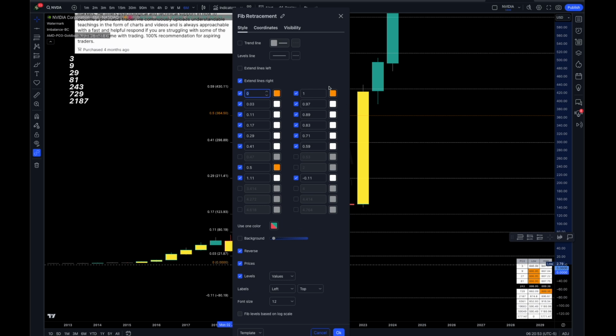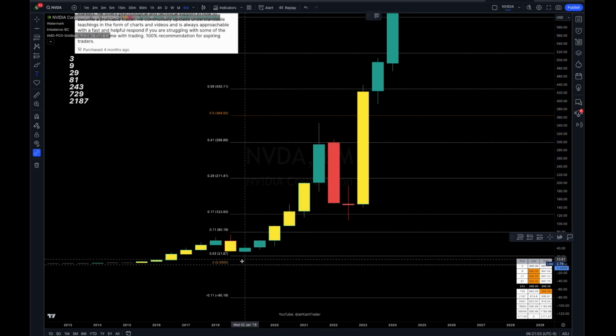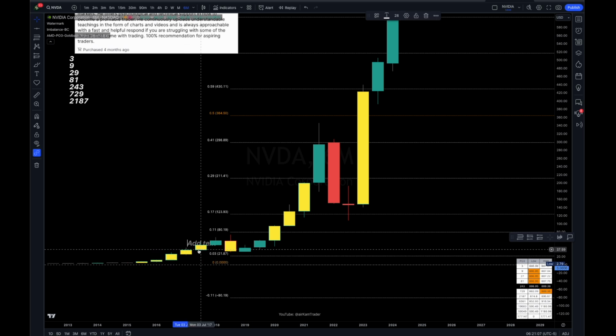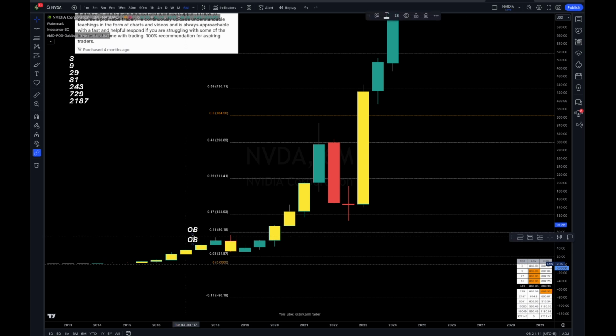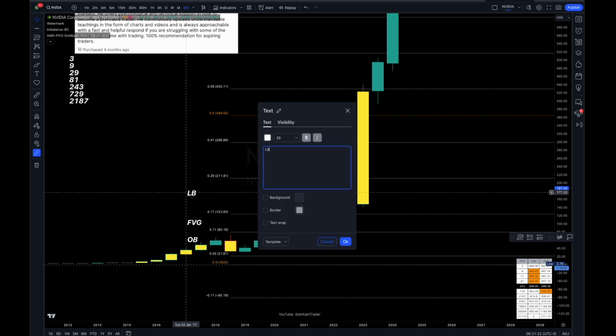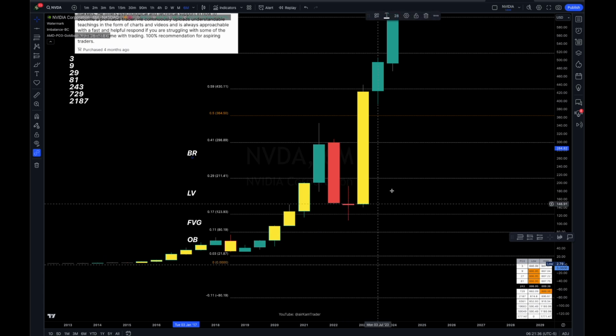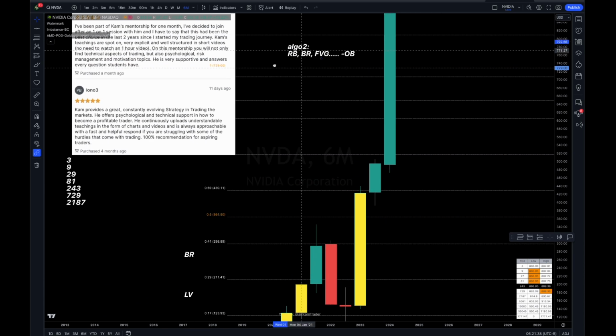Now, take a picture of this and then create your own Goldbach fib if you are trading stock. Now, what do we know about these partitions? We know that this is the rejection block. Okay. This is the order block level. This is the fair value gap, liquidity void. This is the breaker level. Okay, and bear in mind our algo 2.